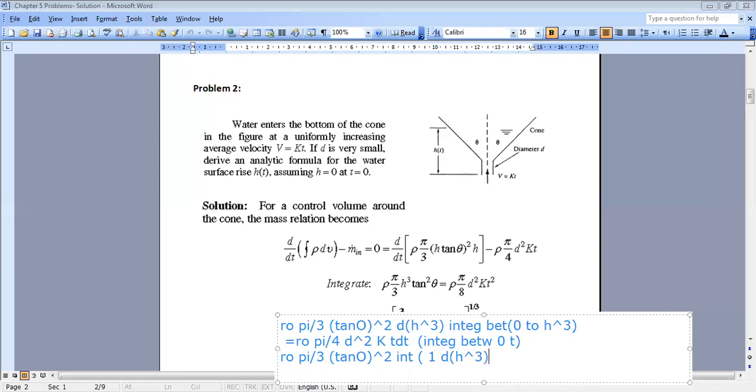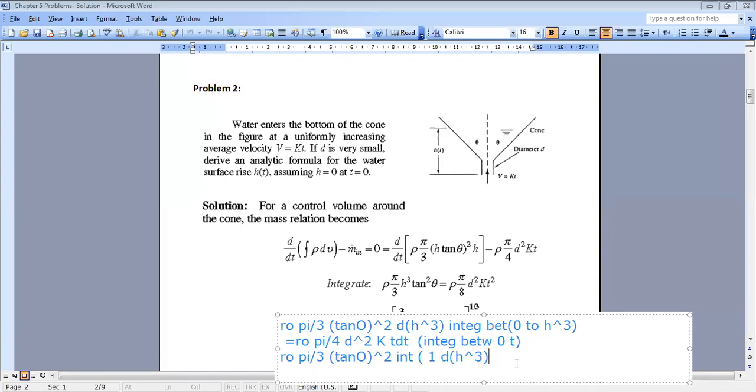In calculus, how do you do this integration? What is the integral of this function? When you have 1, your integral is the function itself. What is the function itself? h cube. So the integral of 1 dh cube is h cube.